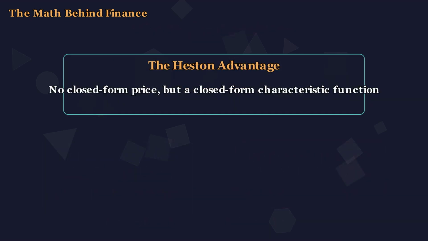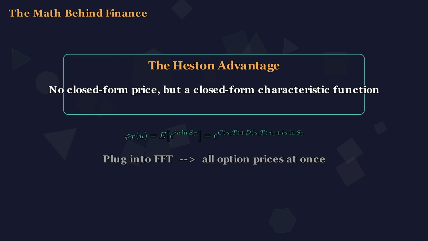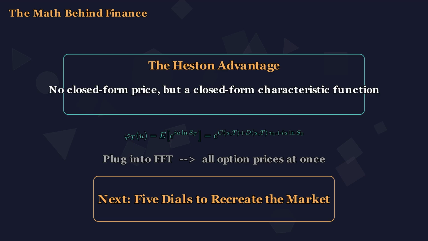Here is the remarkable thing about the Heston model. There is no closed-form formula for the option price. You cannot write down a single equation like Black-Scholes and evaluate it. But Heston showed that the characteristic function, the Fourier transform of the log price distribution, does have a closed-form expression. C and D are explicit functions of the 5 parameters and maturity. Feed that into a fast Fourier transform, and you get all option prices for every strike simultaneously. That is the computational engine that makes the model practical. And in the next section, we will put that engine to work.